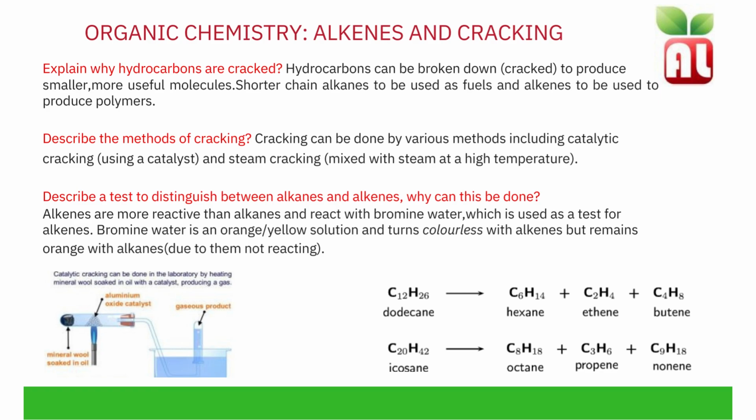Cracking can be done in two different ways, either catalytic cracking, using a catalyst, or steam cracking, mixing with steam at a high temperature. To distinguish between alkanes and alkenes, we need to use bromine water. Alkanes tend to be less reactive than alkenes, therefore alkanes will not react with bromine water. Bromine water is an orangey-yellow solution, so will remain orange with alkanes due to them not reacting, but will turn colourless with alkenes.